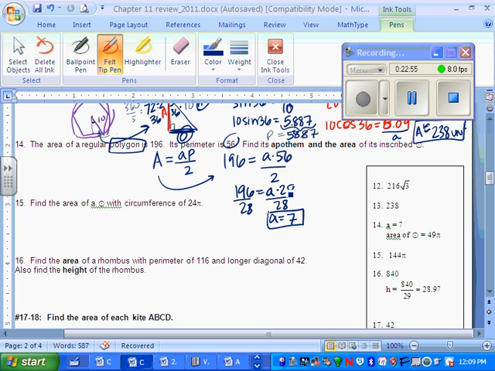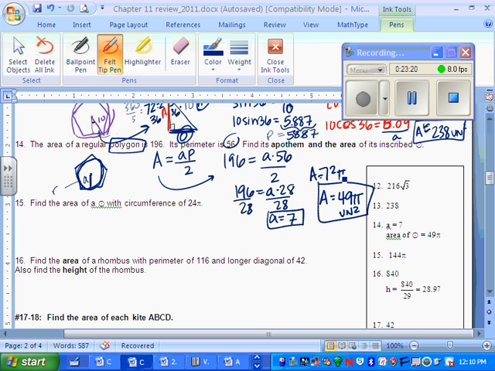If I have a shape and its apothem is 7, any shape, let's assume it's a pentagon, its inscribed circle is going to be inside of it right here, and the apothem is the same as the radius. So I can say 7 squared times pi to get my area, and my area will end up being 49 pi units squared.